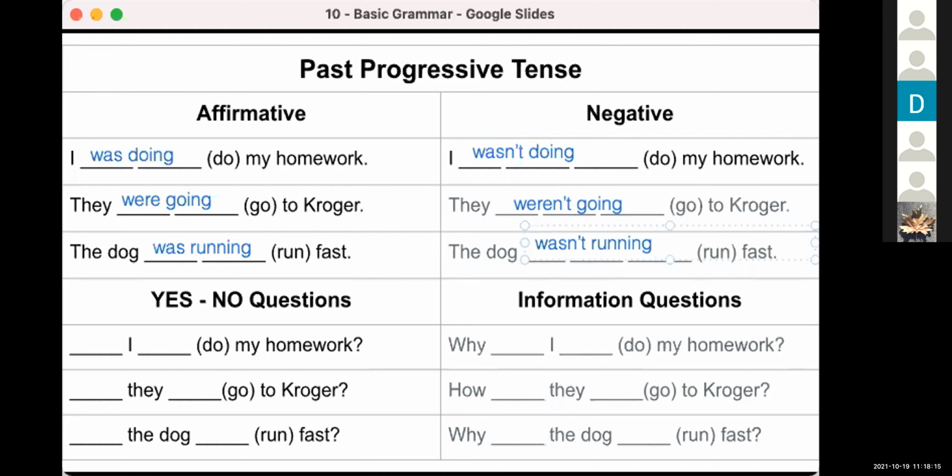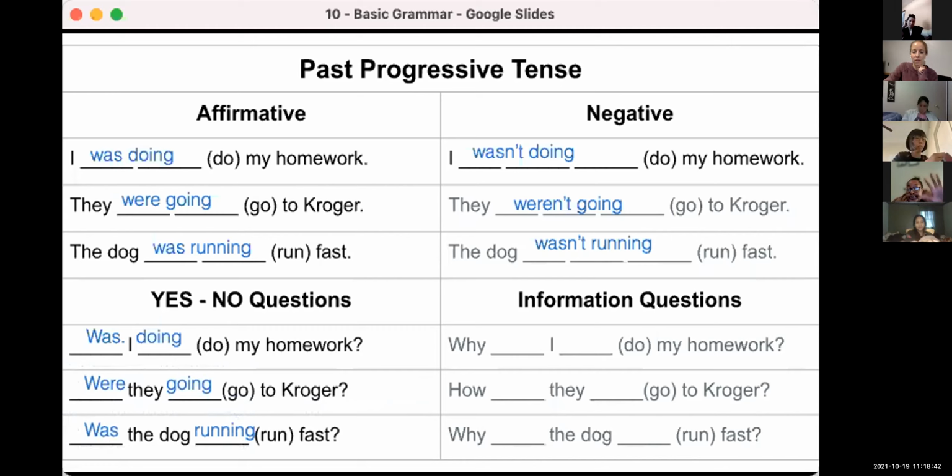Would you like to do the yes/no questions? Yes. Was I doing my homework? Good. Were they going to Kroger? Okay. Was the dog running fast? Perfect. All right, good job. And one more for the information questions.